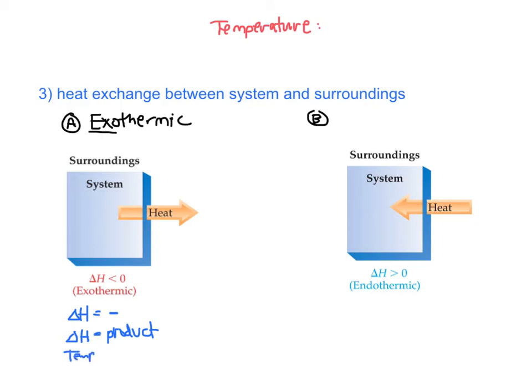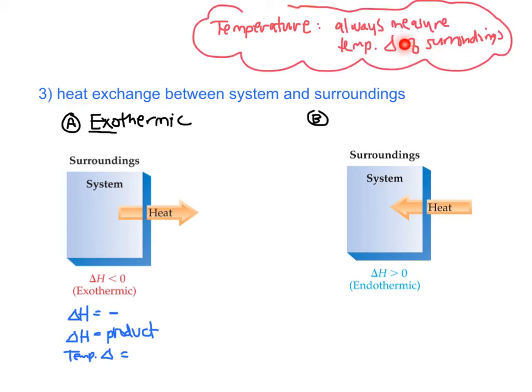And then we can also talk about what's going to happen to the temperature. What kind of temperature change are we going to see? Now this is the tricky part. When you're measuring the temperature of a system, you're really not measuring the temperature of the system at all. You're actually measuring the temperature change in the surroundings. Your thermometer is part of the surroundings. So the change in temperature for an exothermic reaction is going to be a positive change. The temperature is going to go up because your surroundings are absorbing that heat.